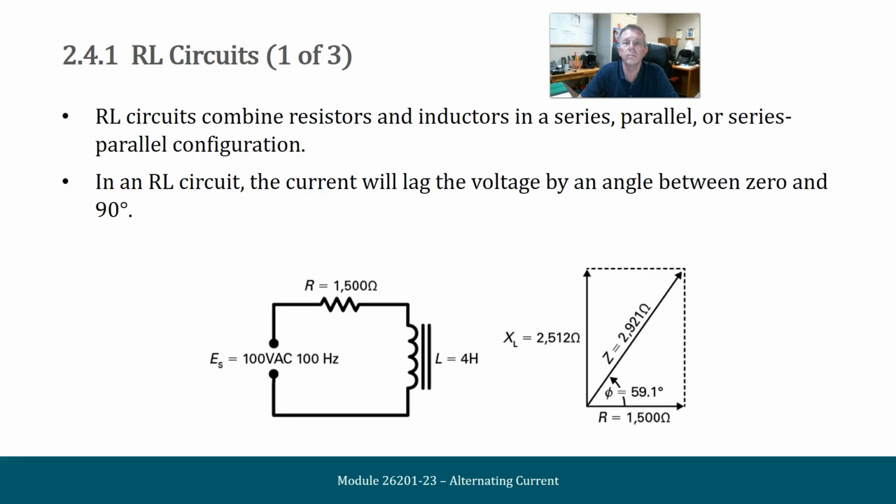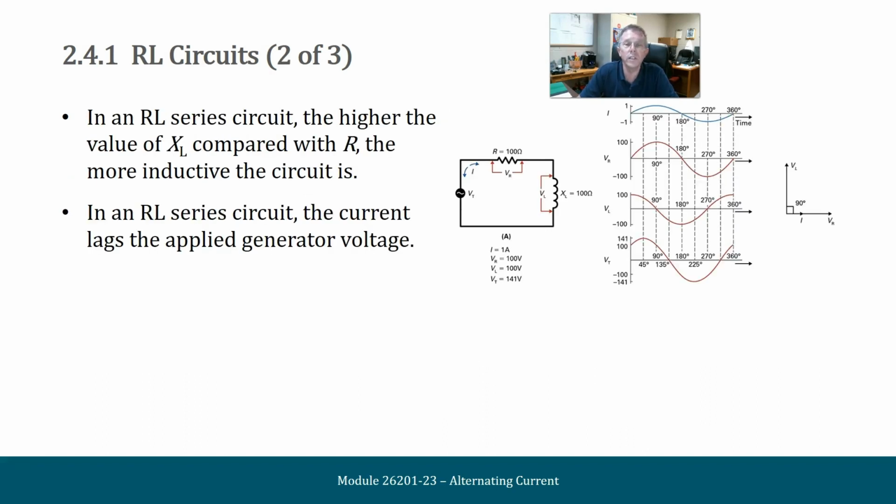RL circuits combine resistors and inductors in series, parallel, or series-parallel configuration. In an RL circuit, the current will lag the voltage by an angle between 0 and 90 degrees. In an RL series circuit, the higher the value of XL compared to R, the more inductive the circuit is. In an RL series circuit, the current lags the applied generator voltage.